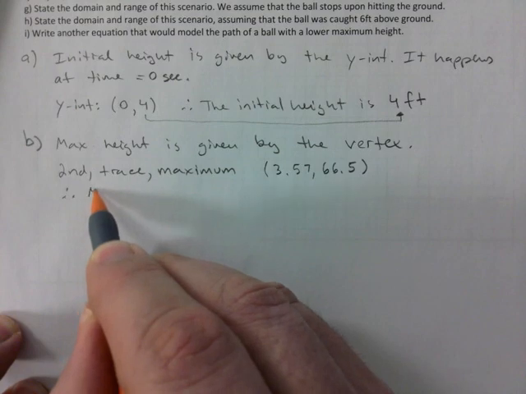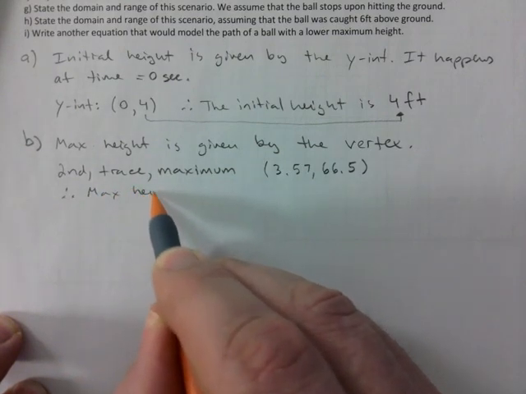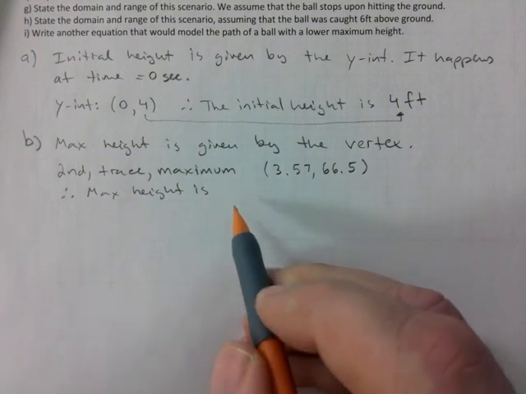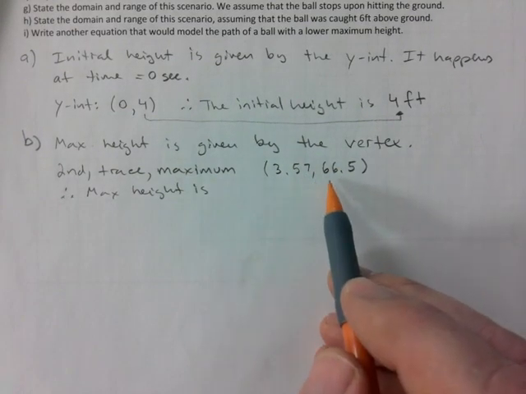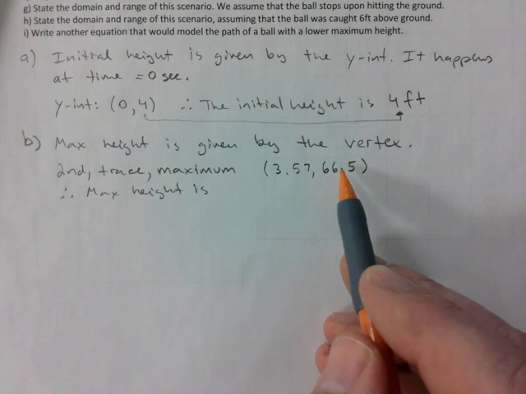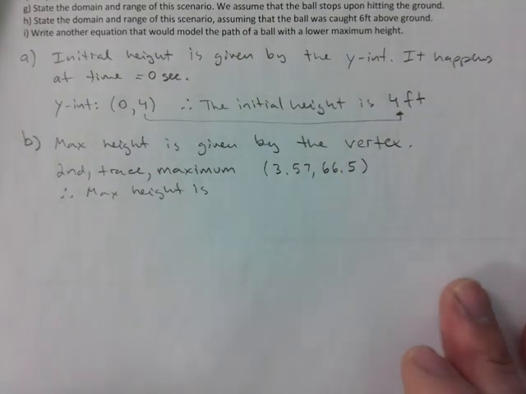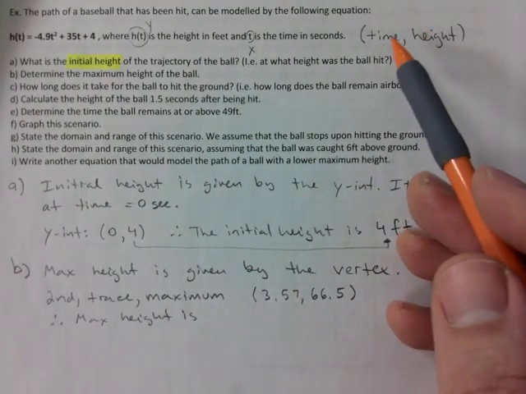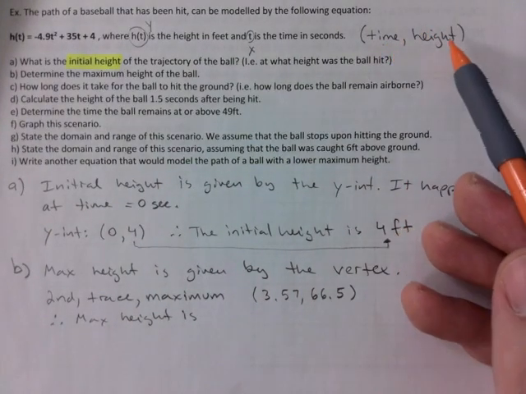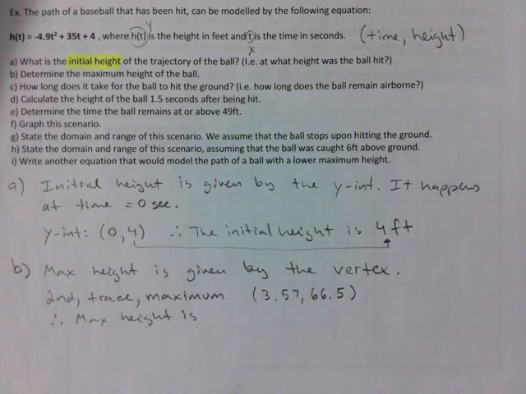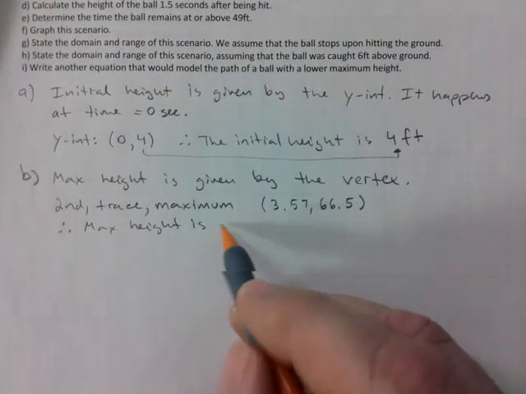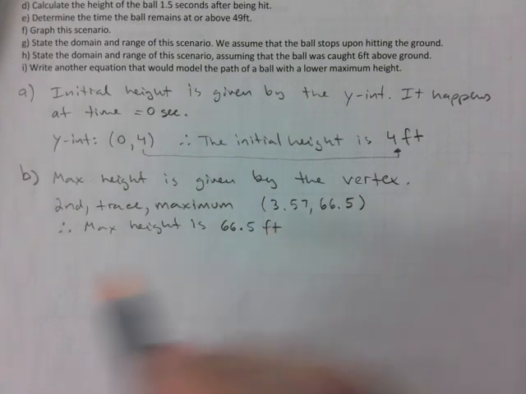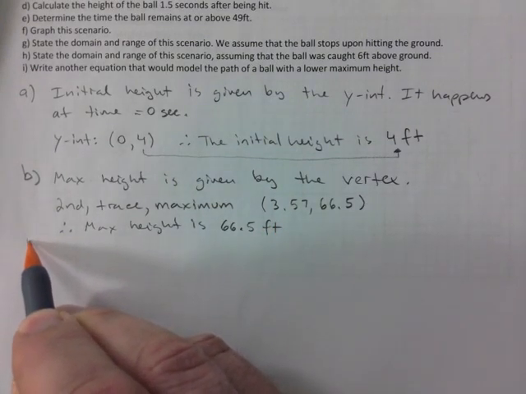Therefore, the max height that this ball will reach is, which of the two is it? It's height. Remember, we've determined that way up here. I'm just going to show you one more time. At the very beginning, I determined that the x values represent my time and the y values represent my height. So the max height is 66.5 feet. Done. C.